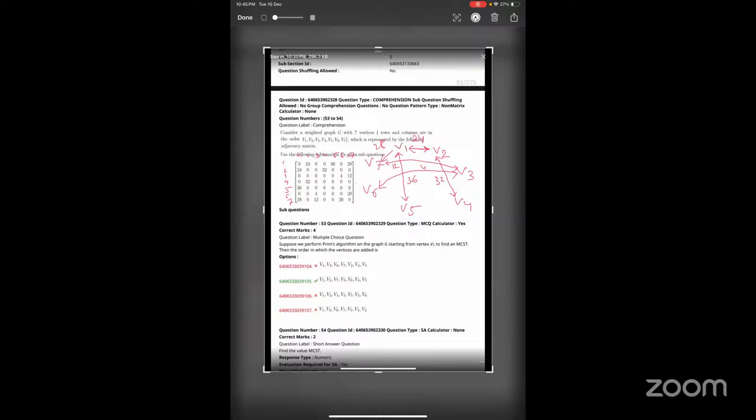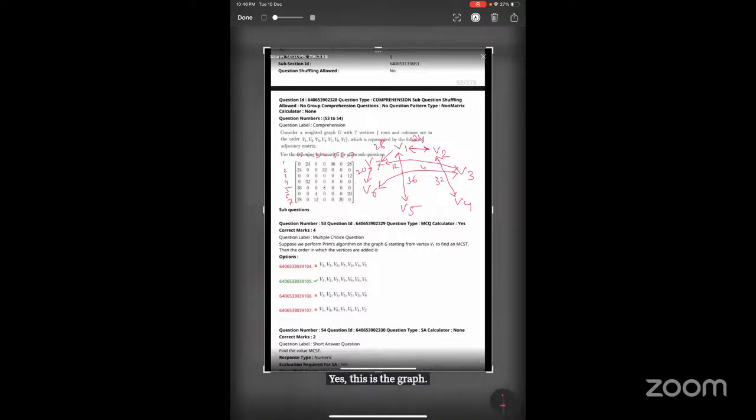Or is there any other? With 20, V7 and V6. Then, is there any other vertices? V6, V5? No, right? 6 to 3 is connected. So this is the graph, na? Yes, this is the graph.